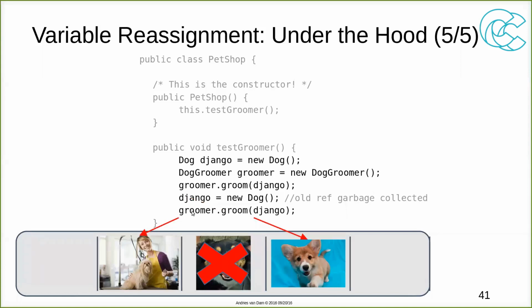Okay, so now when you call the groom method on Django, this particular instance of the dog and the memory location would now be passed to the groom method.